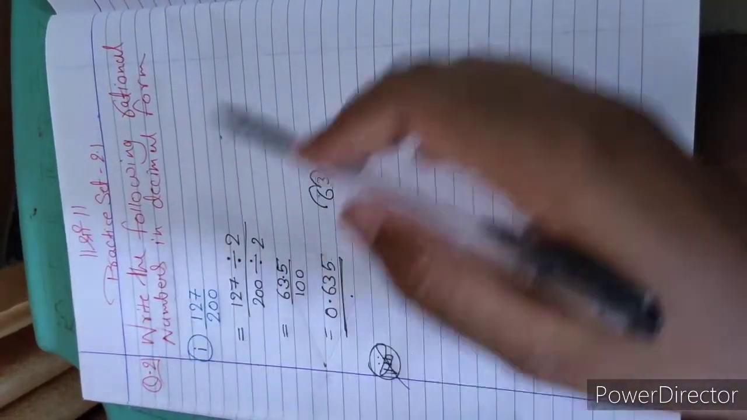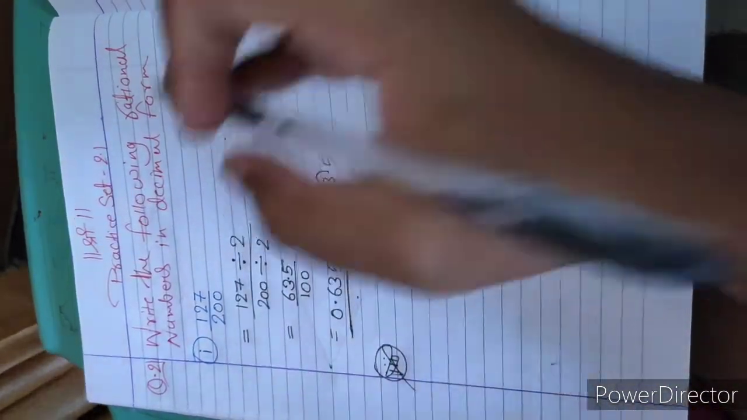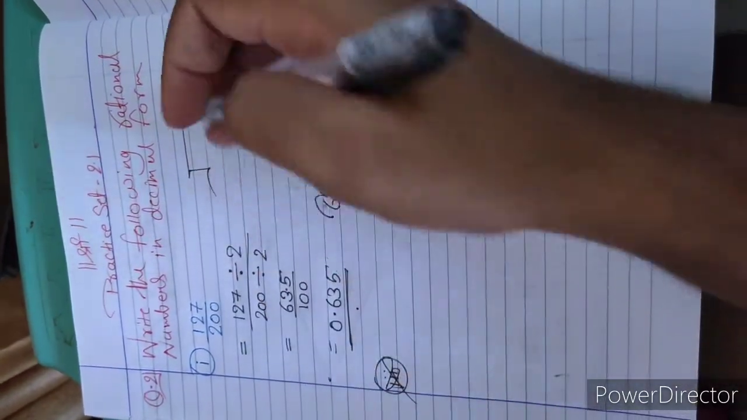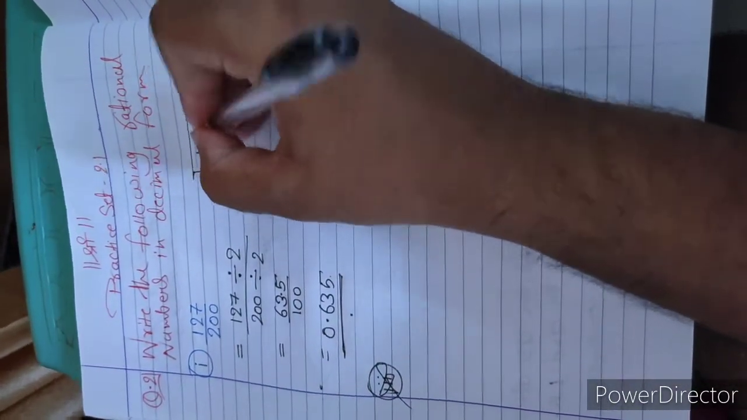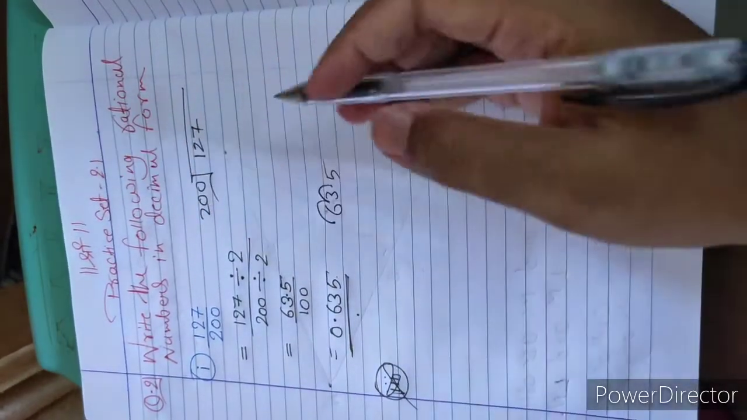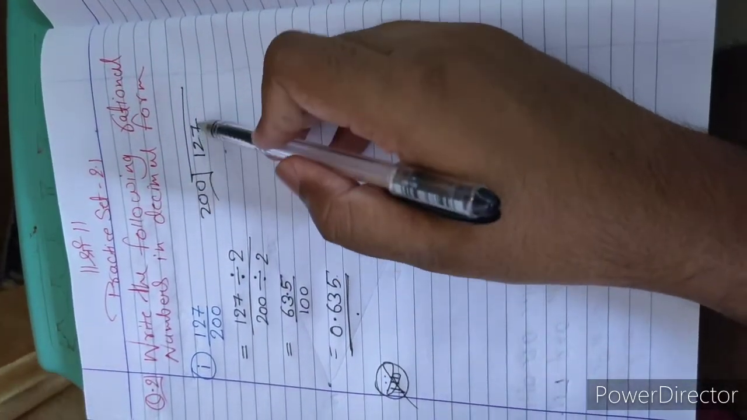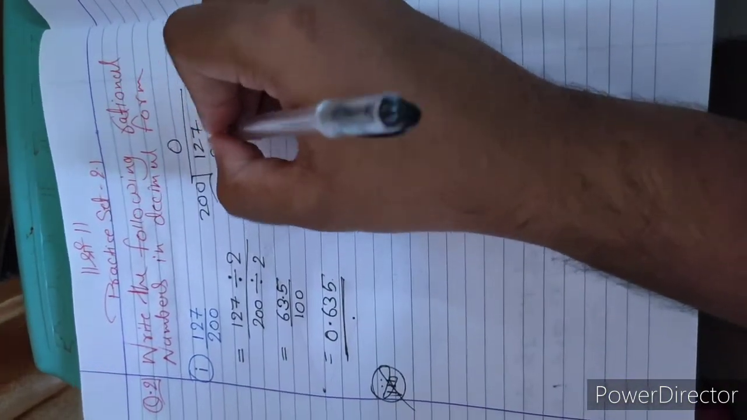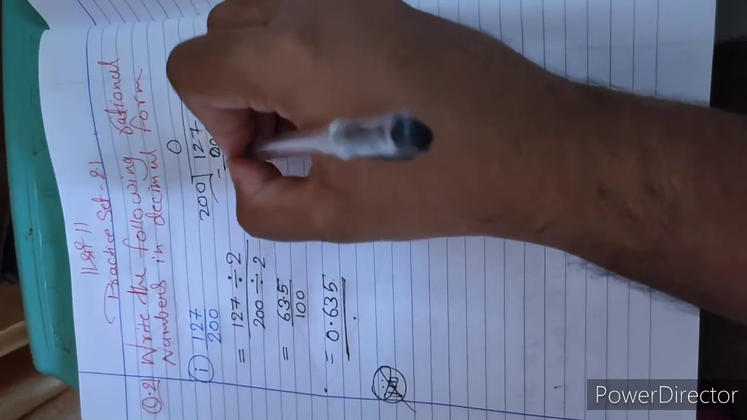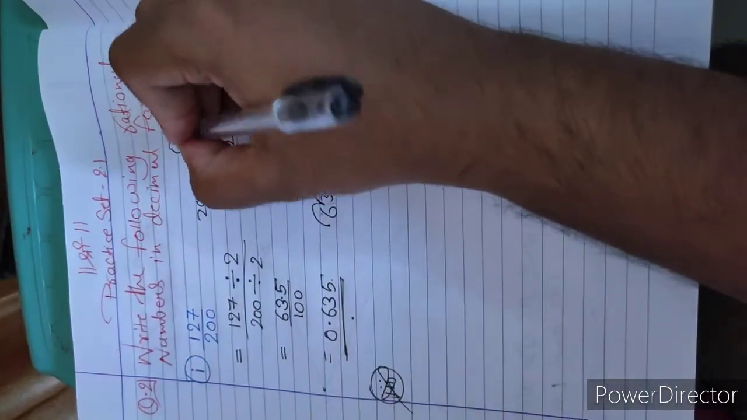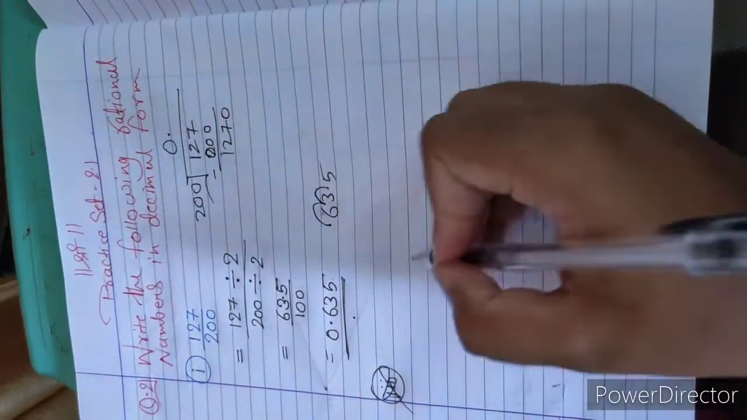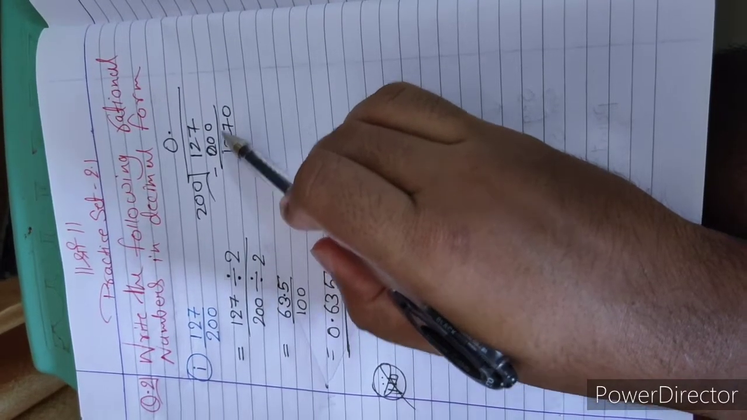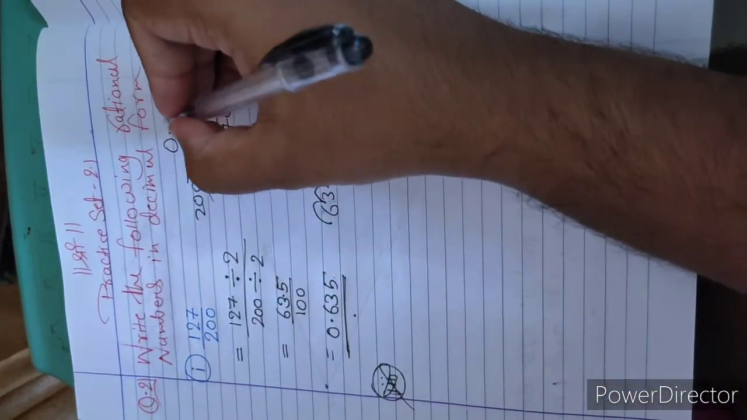This type of question we can solve by 2 methods. The second method is division. We will divide numerator by denominator, so 127 comes here and 200 here. Here we will divide. We know that 127 is less than 200, so we will put 0. So 200 is a 0, 127 again, so we will put the decimal here. Then we put 0 again, and here it is 1270, so it is divisible by 6.